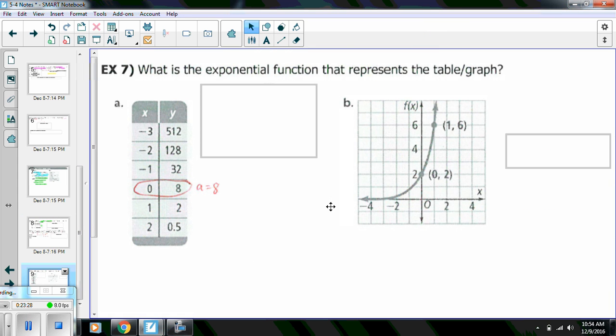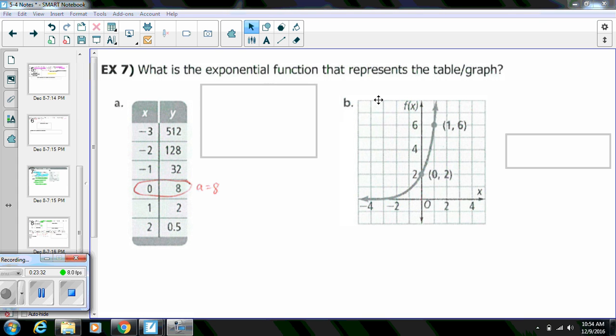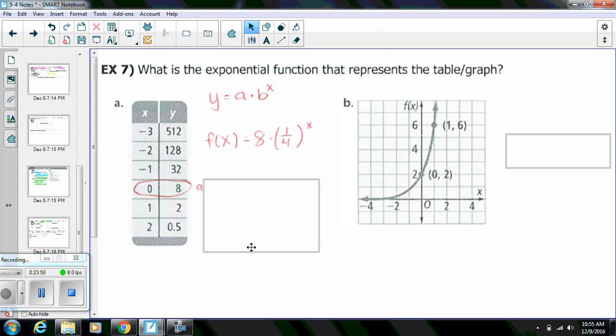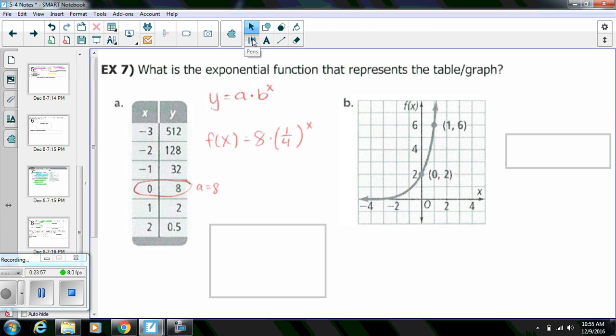So my last example, we're kind of talking about something different. Instead of trying to write an exponential growth or decay formula from a story problem, we are going to write these from a table and or a graph. So first, you need to find the starting point. What is our A value? So we do this by looking at where X is 0. When X is 0, that allows us to find out what that initial value is.